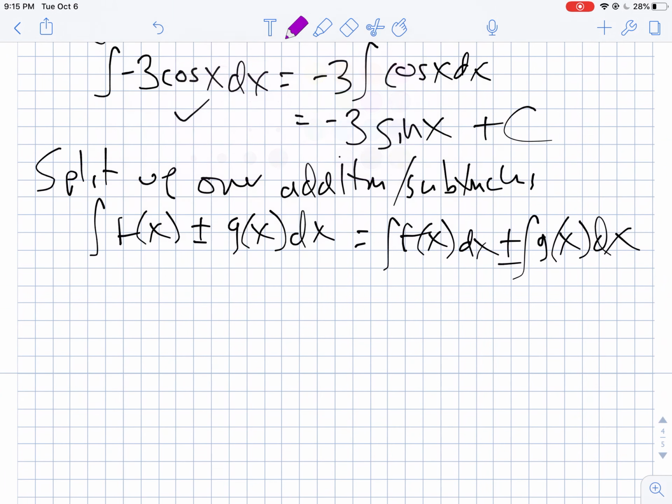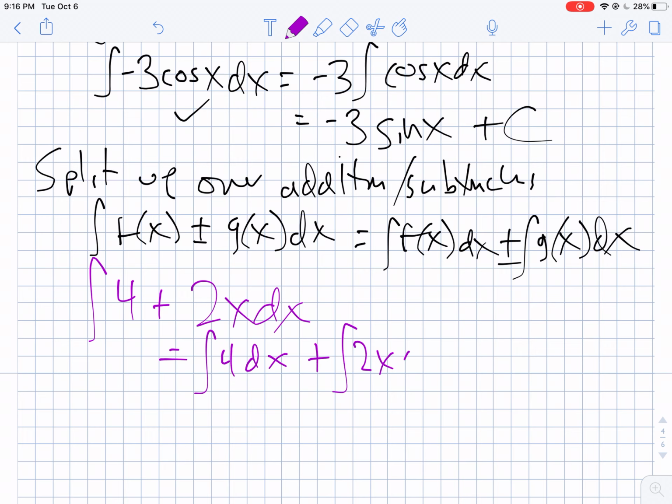So just for an example, if we have to take the antiderivative of, say, 4 plus 2x, well, we just separate this out, right? So we take the antiderivative of 4, we take the antiderivative of 2x, and then we just add a plus c. You just need 1 plus c in the end. Okay, derivative of 4x is 4, derivative of x squared is 2x, so it's 4x plus x squared.